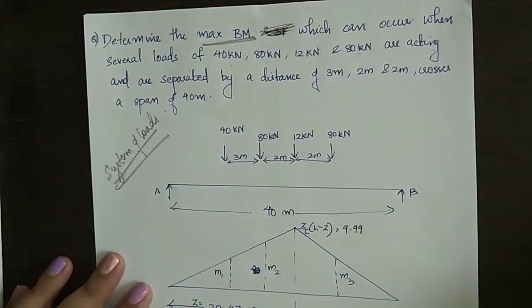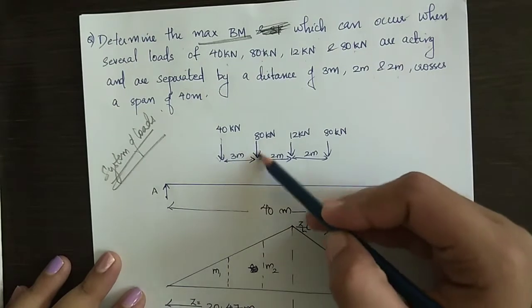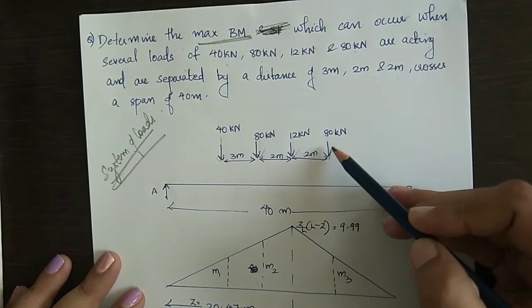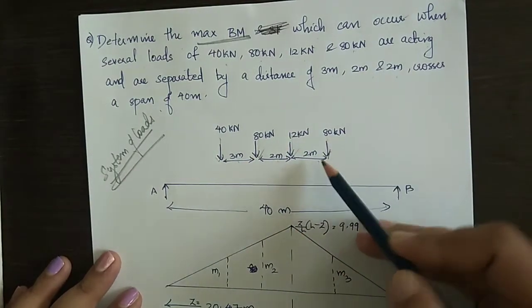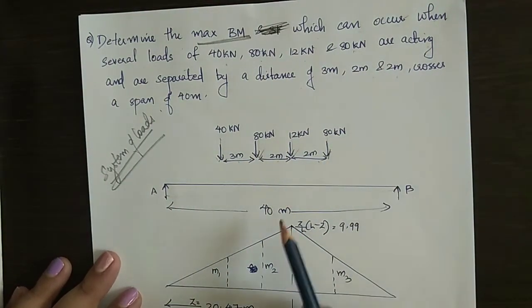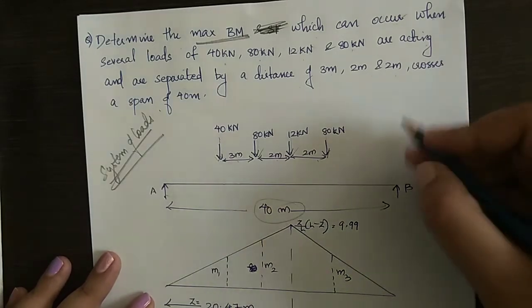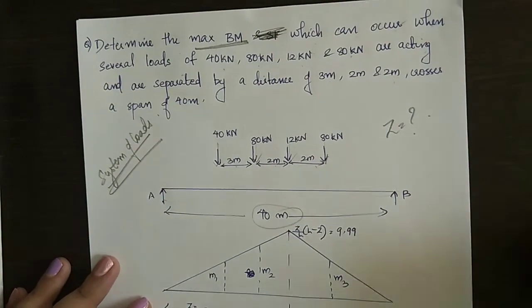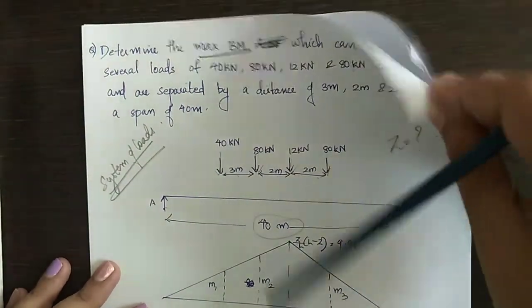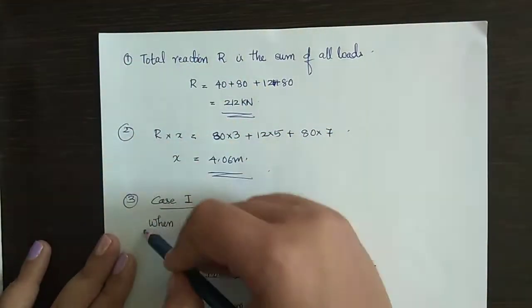We are asked to find the maximum bending moment. Several loads of 40, 80, 12 and 80 kN separated by distance of 3 meter, 2 meter and 2 meter crosses a span of 40 meters. Here we are not given the position of section, that is we are not aware of Z. In such kind of problems, this is the procedure to be followed.